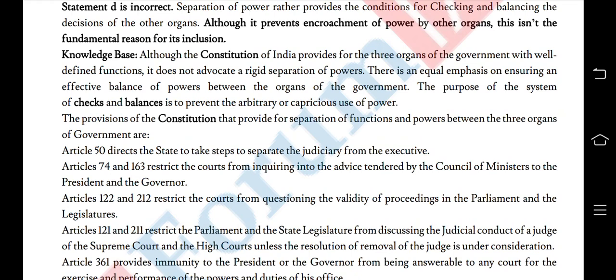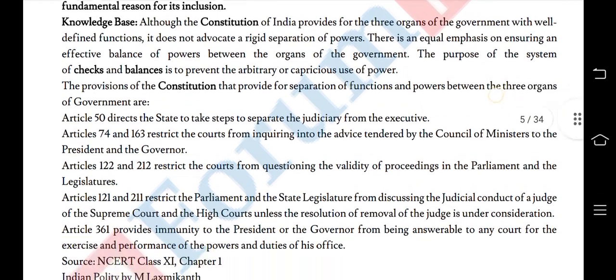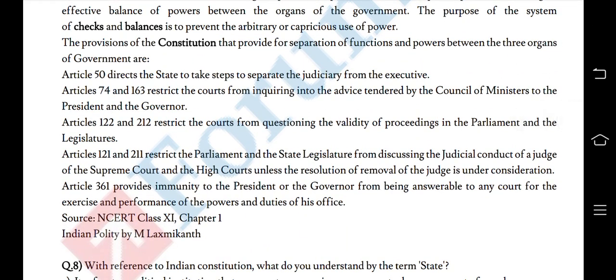Article 122 and Article 212 restrict the courts from questioning the validity of the proceedings in the Parliament and the Legislature. Article 121 and Article 211 restrict the Parliament and the state legislature from discussing the judicial conduct of judges of the Supreme Court and the High Courts unless the resolution of the removal of the judge is under consideration.